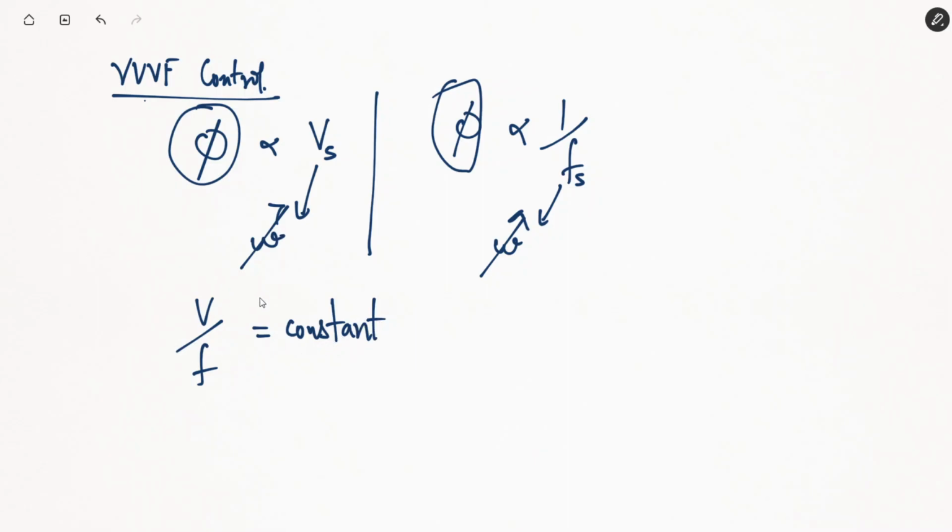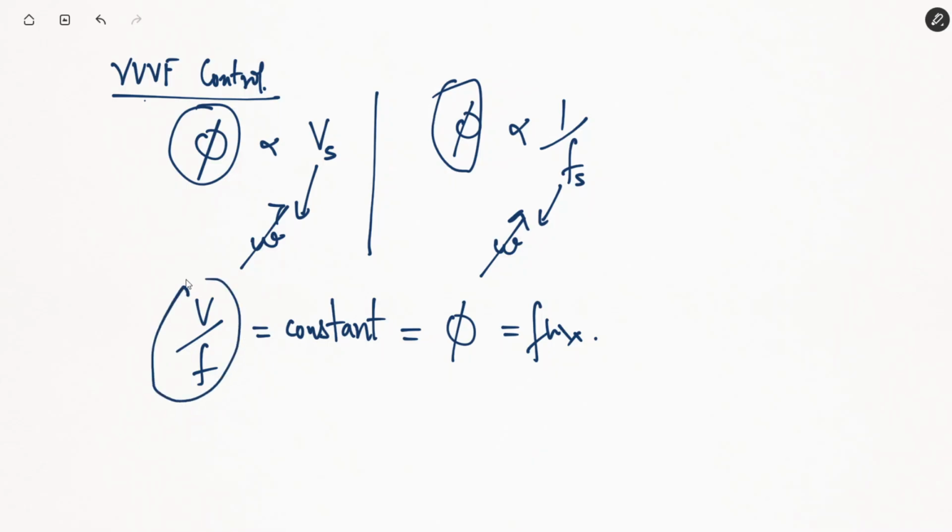So if the ratio V by F is constant, while increasing the voltage, flux is increasing, but while increasing the frequency, flux is decreasing. That means our flux will remain constant in this machine. Why? We are increasing voltage, and we'll be increasing the frequency such that the ratio V by F remains constant, such that flux remains constant.